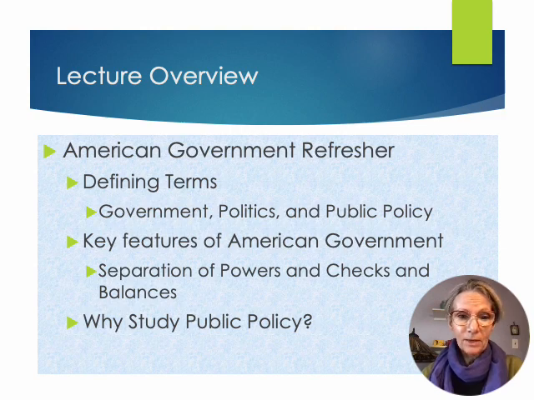We're going to first just define some terms: government, politics, and public policy. And then we're going to look at some key features of American government. What are the three branches of American government, which I'm sure a lot of you know, but a little refresher doesn't hurt. And then also these two principles that are put in place in American government: separation of powers and checks and balances, to make sure that there is a smooth functioning of American government.